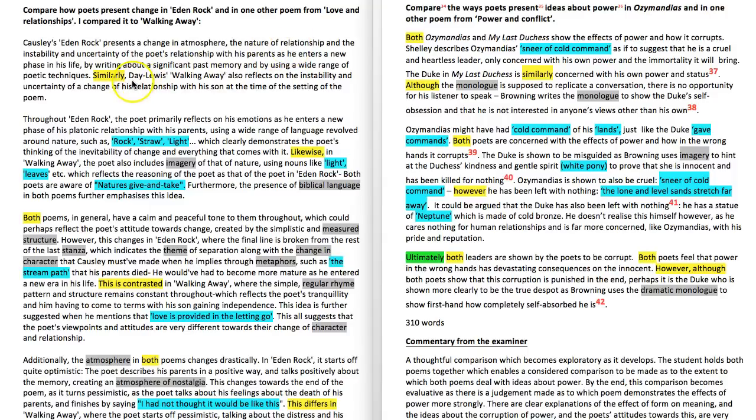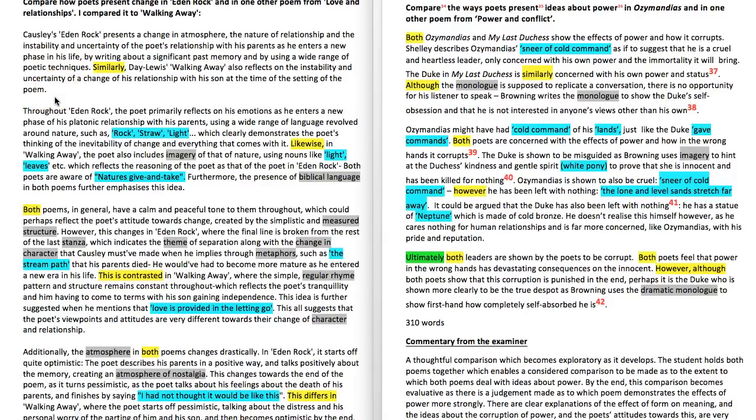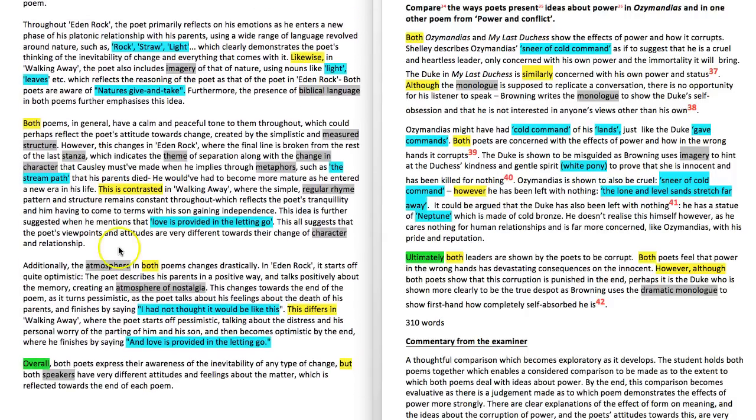Let's see. Similarly, Day-Lewis in Walking Away also reflects on the instability. So that's the same purpose and uncertainty, which is the same purpose that she had up here, look, in the change of relationships. And by writing about the poet's purpose all the way through, you will be conceptualized. And if you come back to that purpose in the conclusion, it also will be conceptualized.